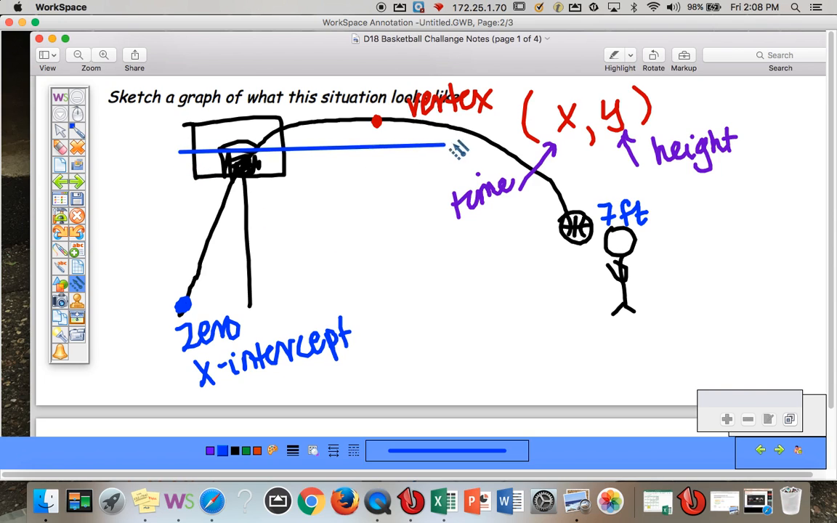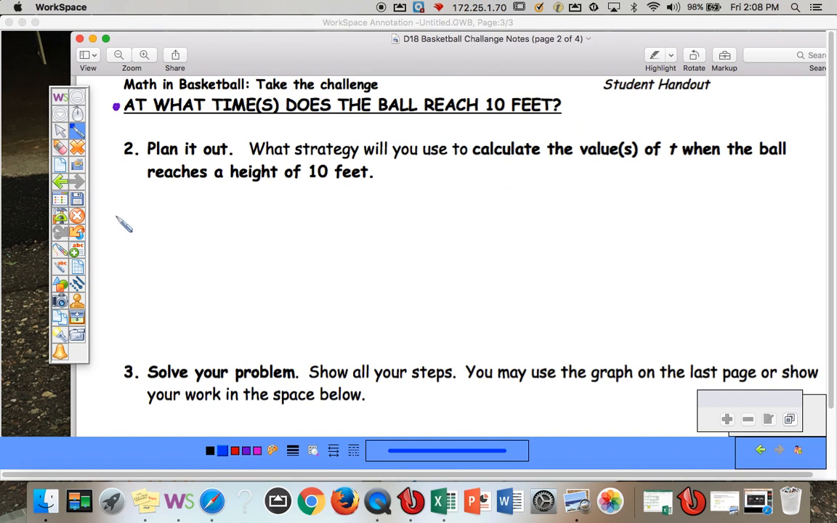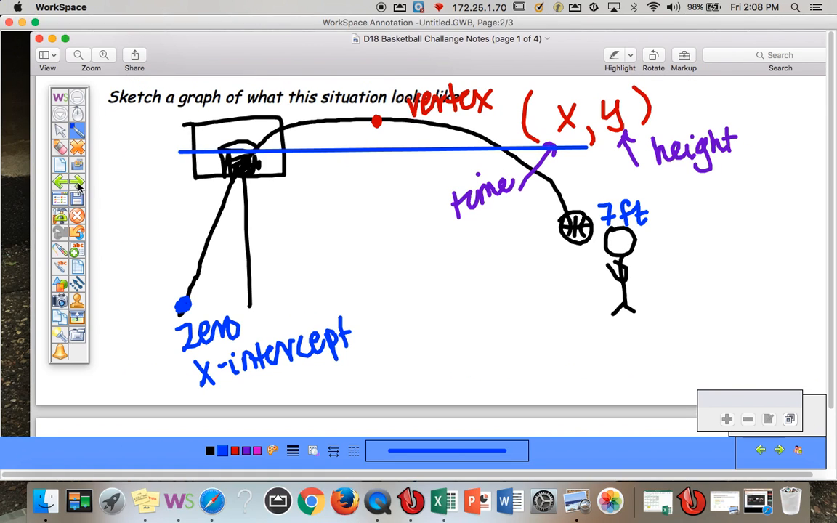Okay, so here's the basket at 10 feet, and you can see that the ball is at 7 feet. It goes up, hits 10 feet the first time, reaches its highest point, and then reaches 10 feet again before it goes down and hits the ground. So it says, what strategy will you use to calculate the value of t when the ball reaches a height of 10 feet? What we can do is look for these 2 points, and if we considered this blue line the x-axis, we would be finding the zeros.